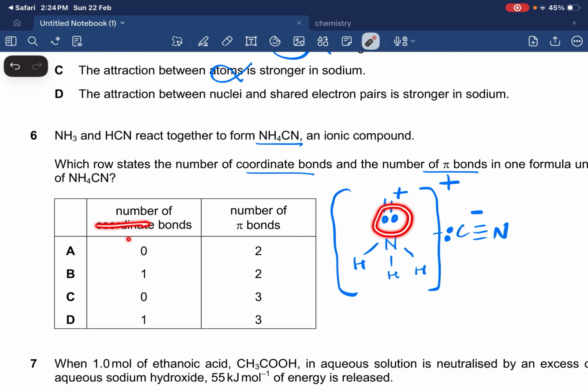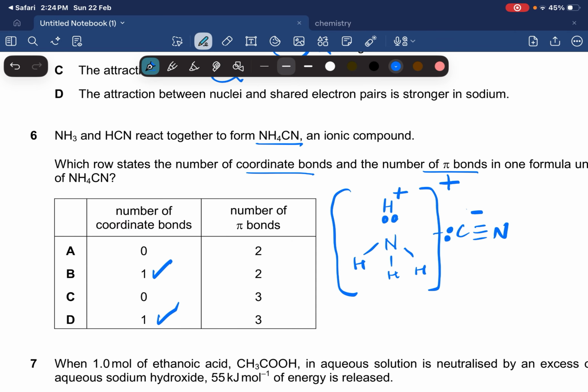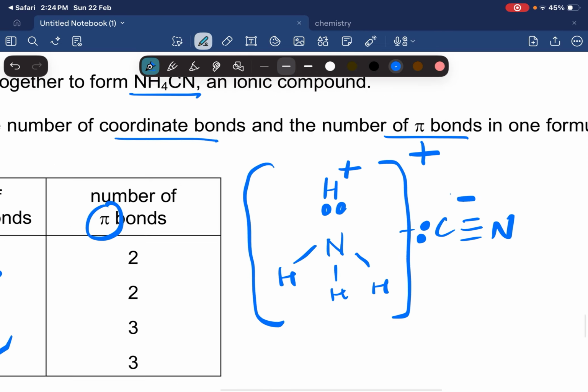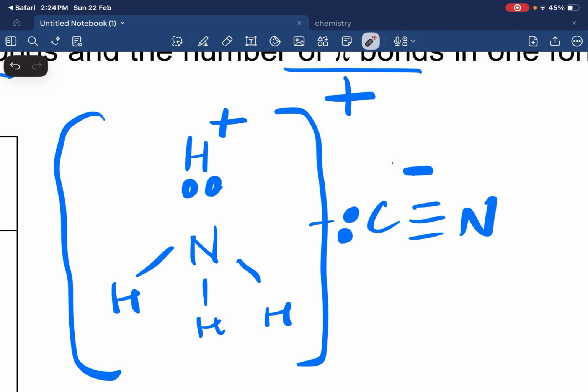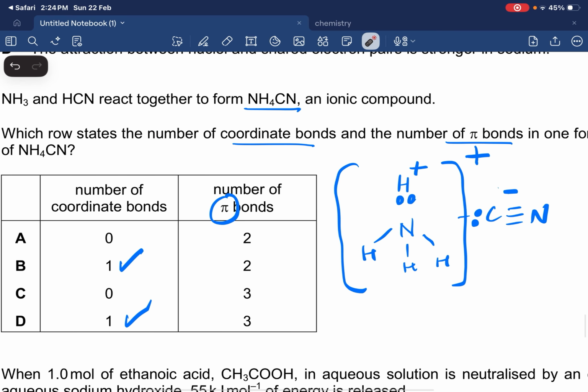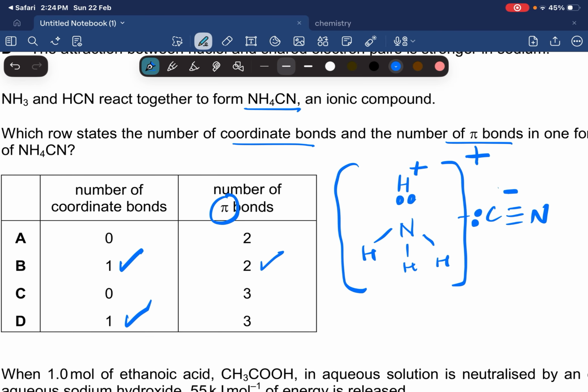Coordinate bonds are also called dative covalent bonds. So one. Number of pi bonds: how many pi bonds do we have? Look, the first bond between carbon and nitrogen is a sigma bond. The second bond is going to be a pi bond, and the third bond is going to be a pi bond. So we have 2 pi bonds here.